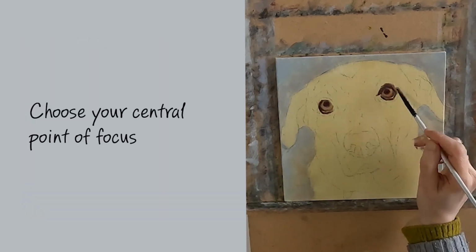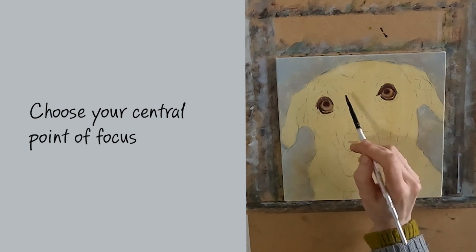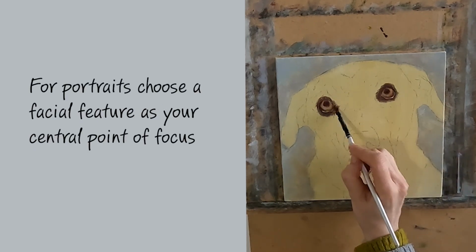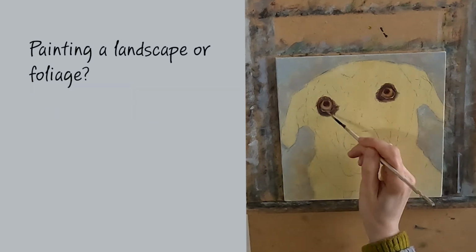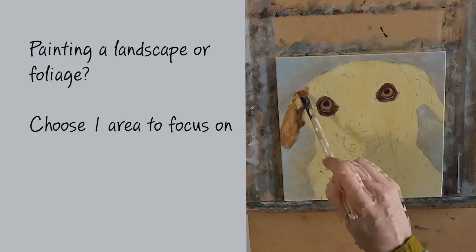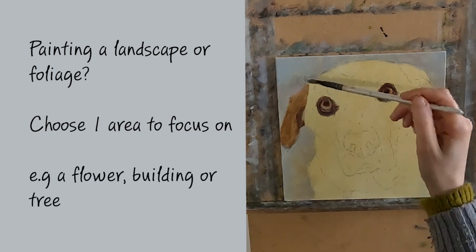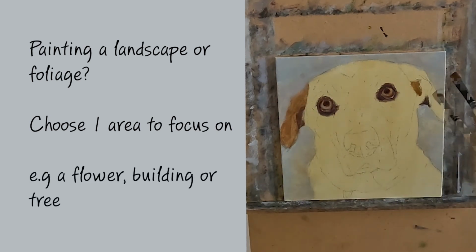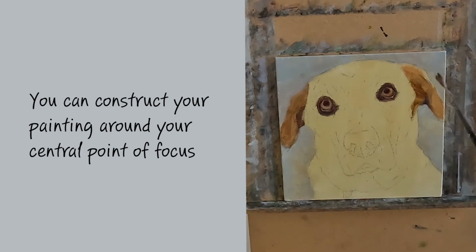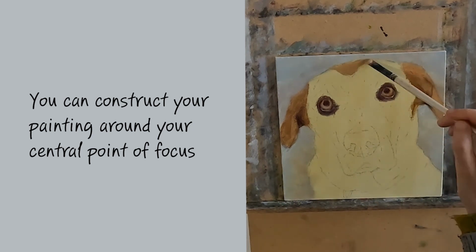If you are painting an animal or even a person, it is much easier to choose your central point of focus, as usually it is quite obvious in your subject. If you are painting a landscape or perhaps some foliage, then choose one area of the composition to focus on. For example, perhaps a flower, or maybe a building in the landscape, or a particularly nice tree. Once you have picked your central point of focus, you can then construct your painting around it, and there are a number of tricks you can employ to guide your viewer to this area.